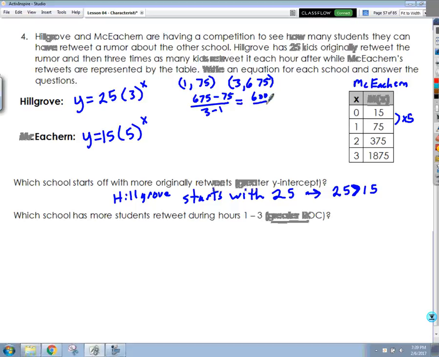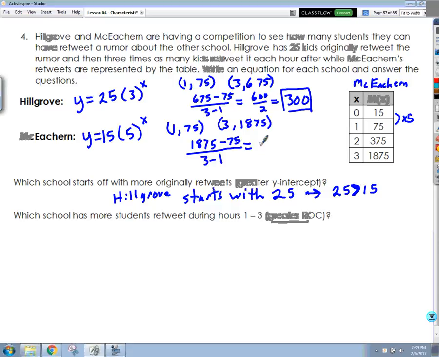Next one, again, I'm plugging in the 1, and I get 75 in return. And then I plug in the 3, and we get 1,875. Okay, again, use the slope formula for our rate of change. So 1,875 minus 75 all over 3 minus 1. We get 1,800 over 2, which simplifies to 900. So just based on that, I hope I'm saying this right, McEachern has more tweets. There we go. Okay, see what's next.